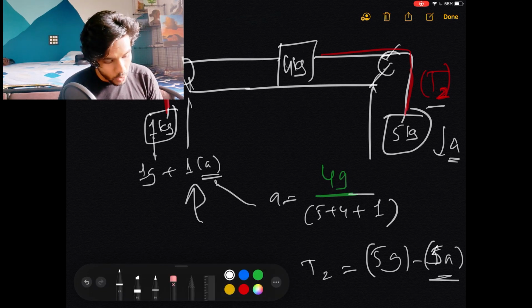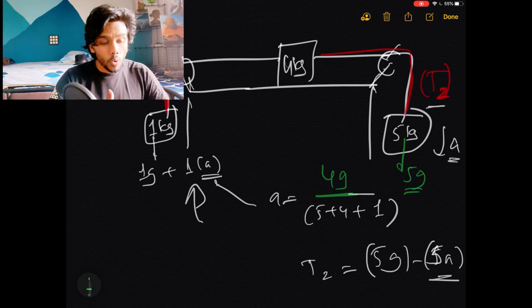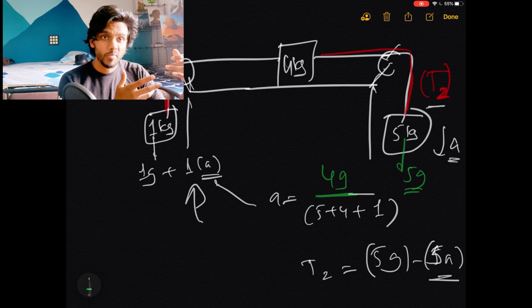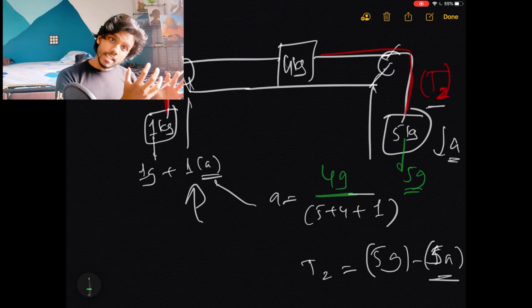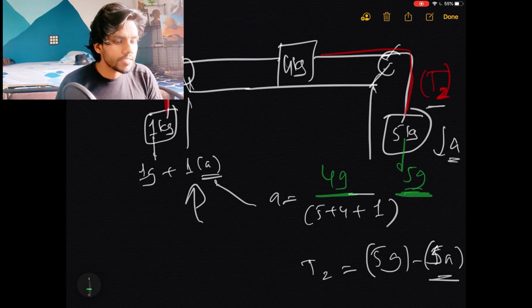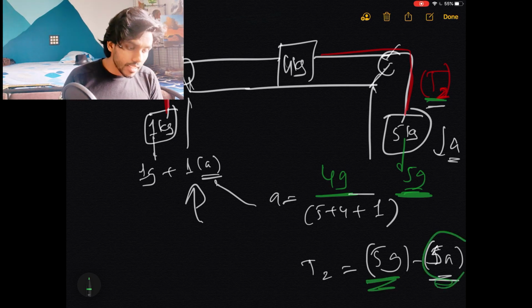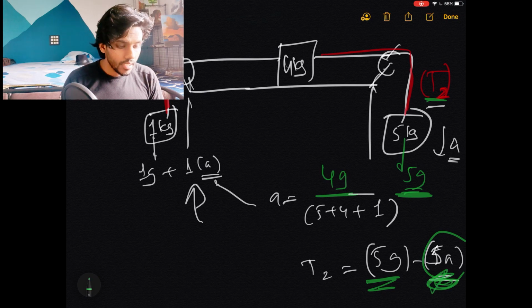You see the point, right? The 5g is more here. The tension is losing its fight against the weight. So 5g minus that 5a value. So here 5g is fighting against T2. Let's look at it that way. 5g minus that acceleration-providing component is the tension here.